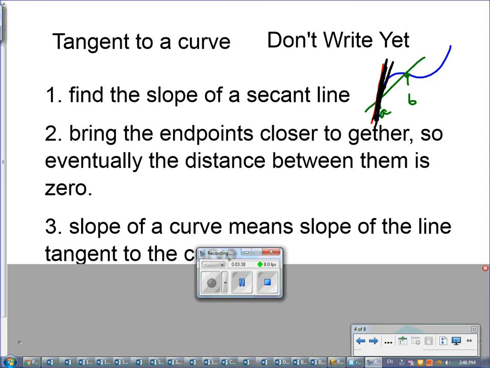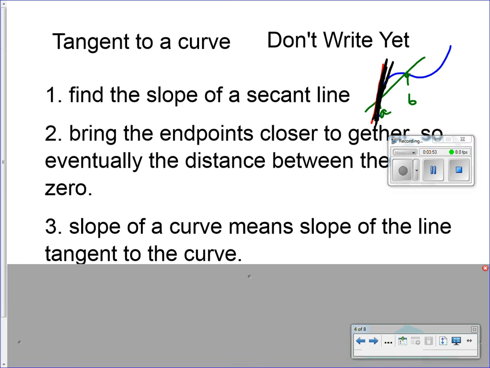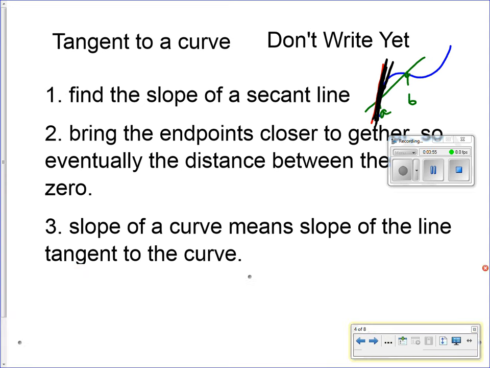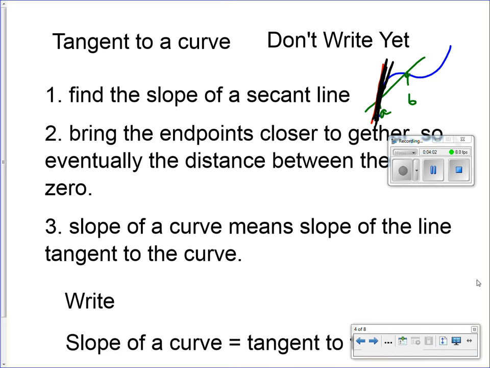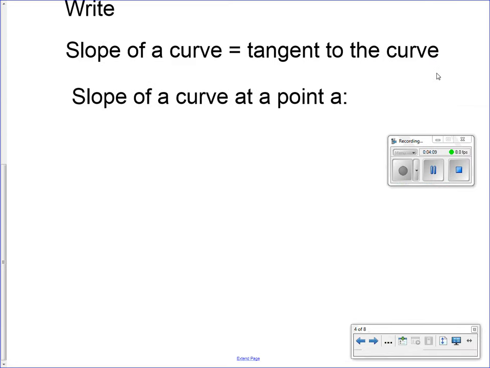In calculus, you might be asked for the slope of a curve. That's kind of weird. We know that lines have slope. Well, now in calculus, curves can have slope. And when you're asked for the slope of a curve, that means we want the slope of the tangent line. So the next part, we are going to write. Please write in your notes that the slope of a curve means that we want the tangent to the curve.